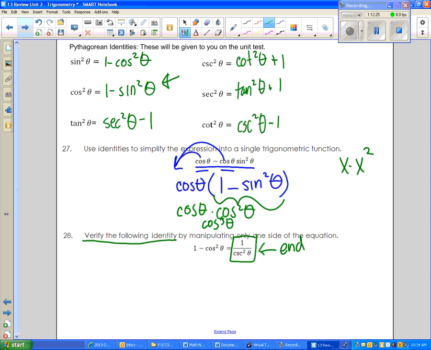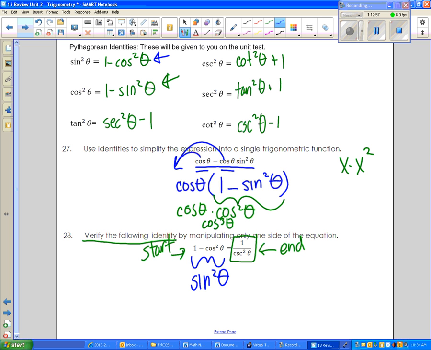So this is my starting quantity. And basically what I'm going to do is I'm going to manipulate it and manipulate it and manipulate it until I end up with 1 over the cosecant squared of theta. So if you think about what 1 minus the cosine squared of theta is, that looks like a trig identity to me. I see the subtraction, I see the 1 minus the cosine squared, and when I look up at my identities, I can see that that corresponds to the sine squared of theta. So I'm actually going to rewrite this quantity as the sine squared of theta.